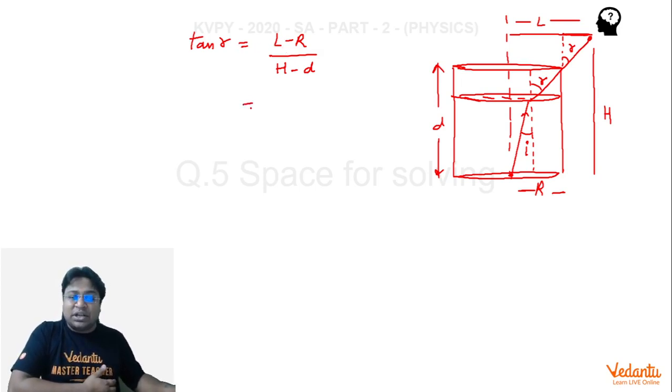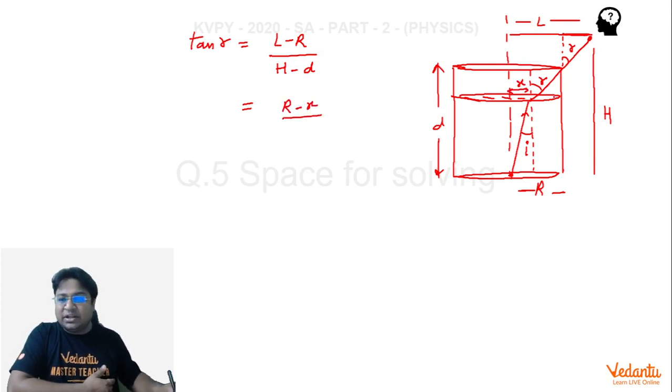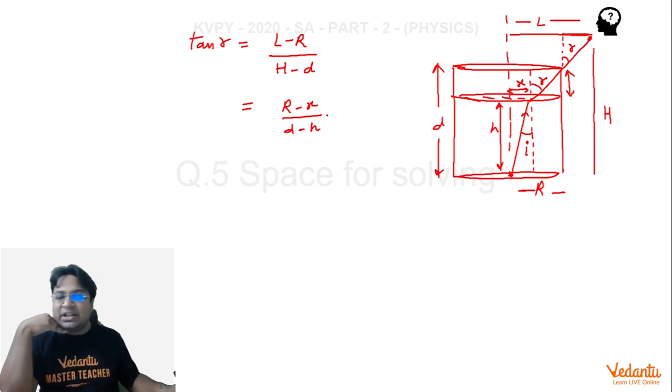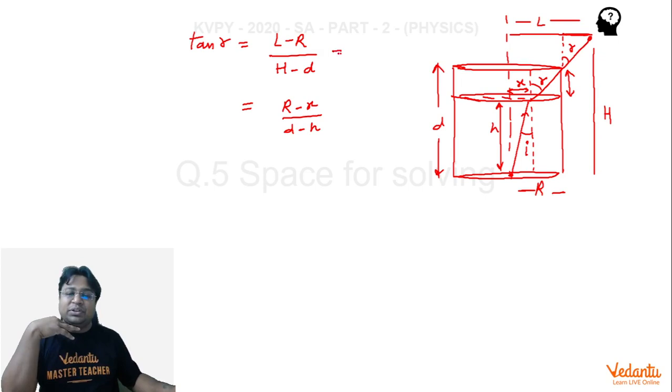Okay. Now this can also be written as, let's say this distance is x. So we can write it as R minus x divided by this distance. Okay, and this distance would be, if this is h, so we can write it as d minus h. So in writing tan r like this, we have two unknowns, x and h. Okay, so let me put the values here.